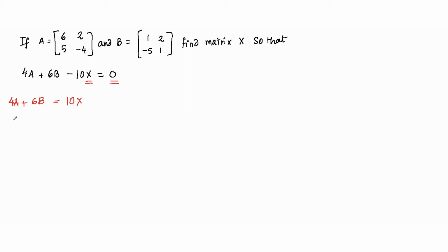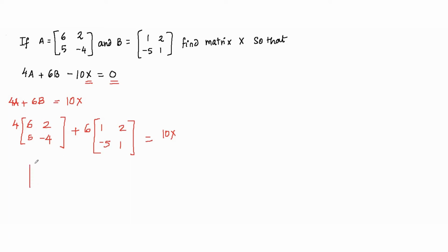And now I should substitute the values of A and B. So that's 4 times the matrix 6, 2, 5 and minus 4, added with 6 times B. B would be 1, 2, minus 5 and 1, is equal to 10 times X, right? So this equals 10X. And now I can simplify.